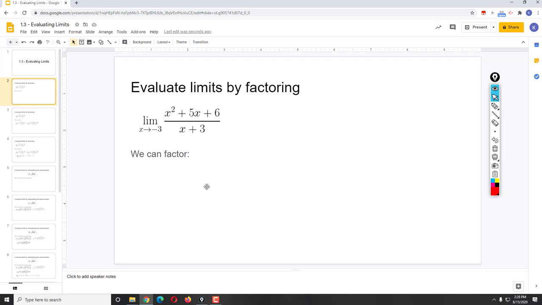Sometimes you can factor. For example, in 1.2, in our last lesson, we saw this limit, the limit of x squared plus 5x plus 6 over x plus 3 as x approaches negative 3. The problem is we can't plug in because we get 0 on top, 0 on the bottom.